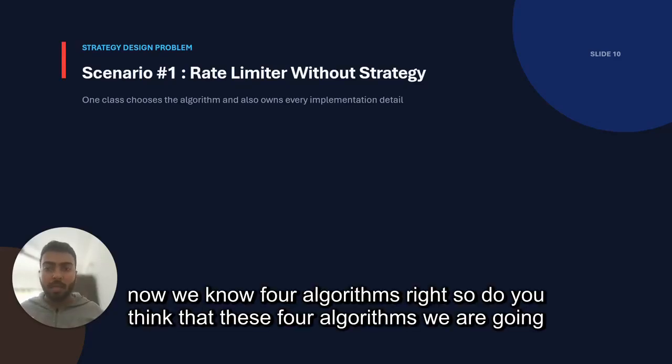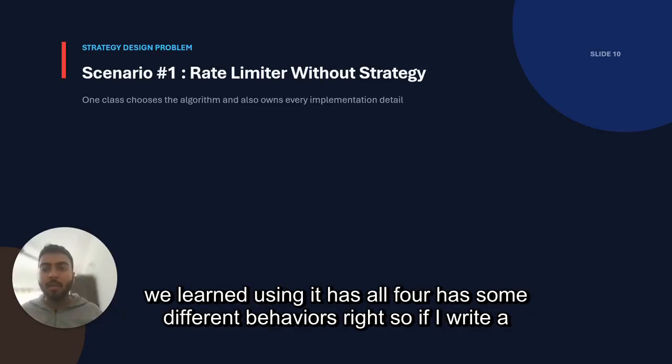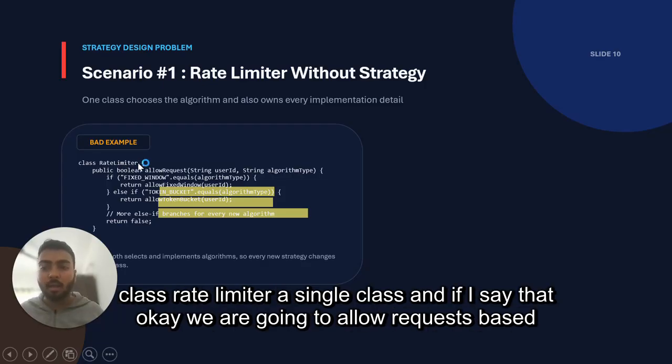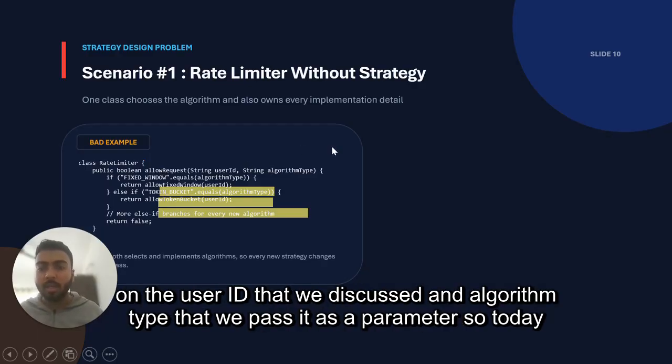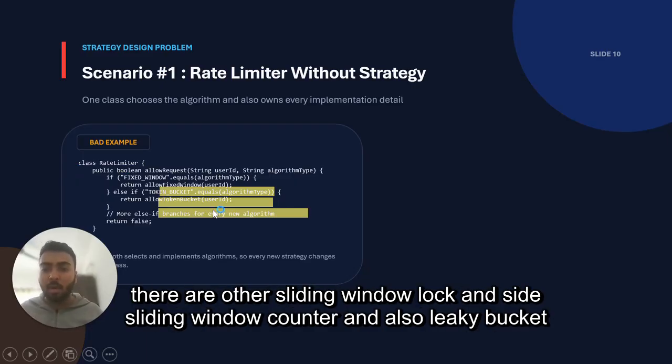Now we know four algorithms, right? Do you think we are going to implement all four? How exactly should we implement them? All four have different behaviors. If I write a single RateLimiter class that allows requests based on the user ID and an algorithm type passed as a parameter, today I would write fixed window, token bucket, sliding window log, sliding window counter, and also leaky bucket.